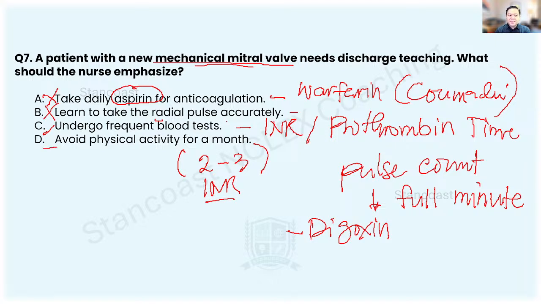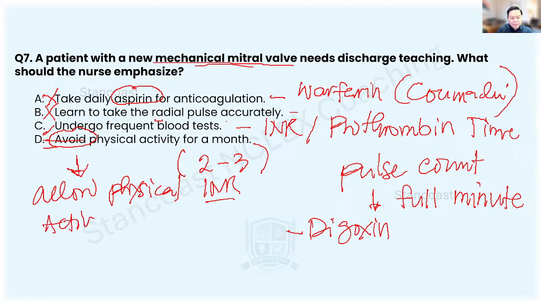Now, what about letter D? Avoid physical activity for a month. Oh boy, avoiding physical activity for a month can also lead to more complications. We want to make sure that the patient is able to do some physical activity that they can tolerate. This is wrong. Allow physical activity that a patient can tolerate.